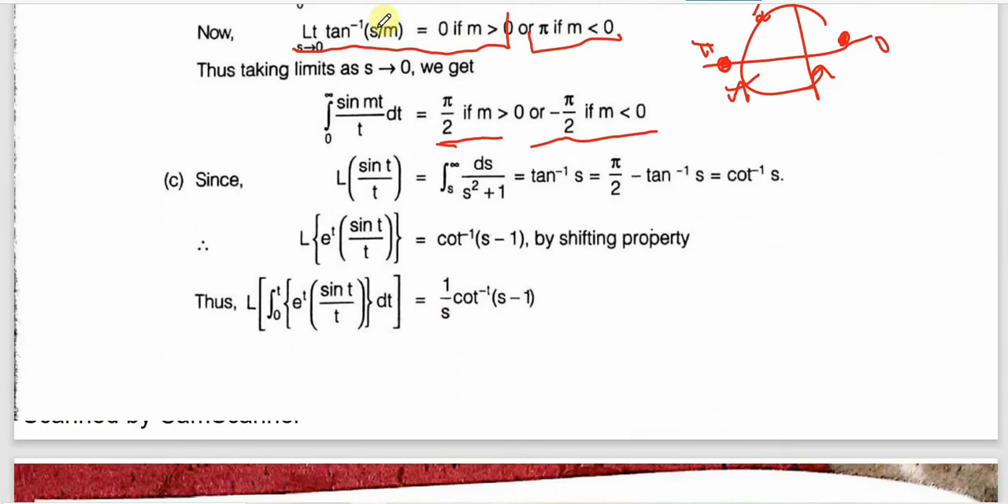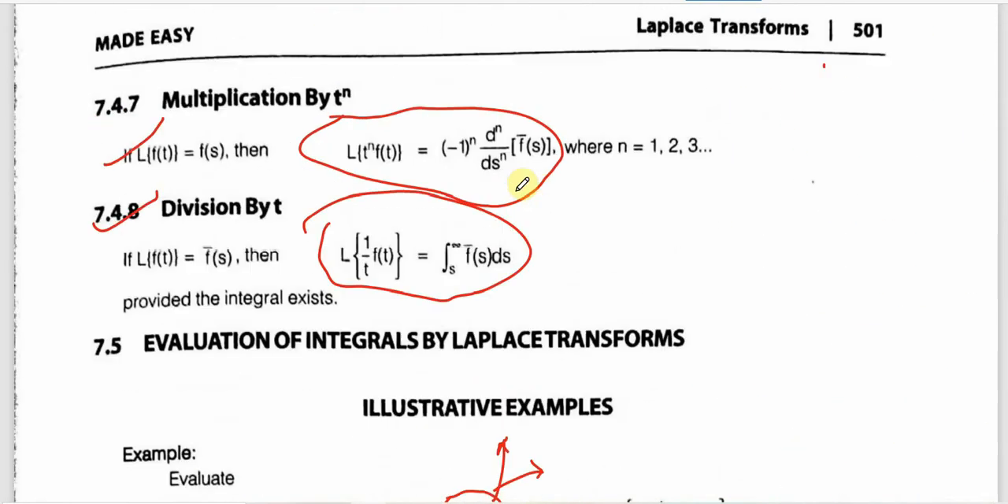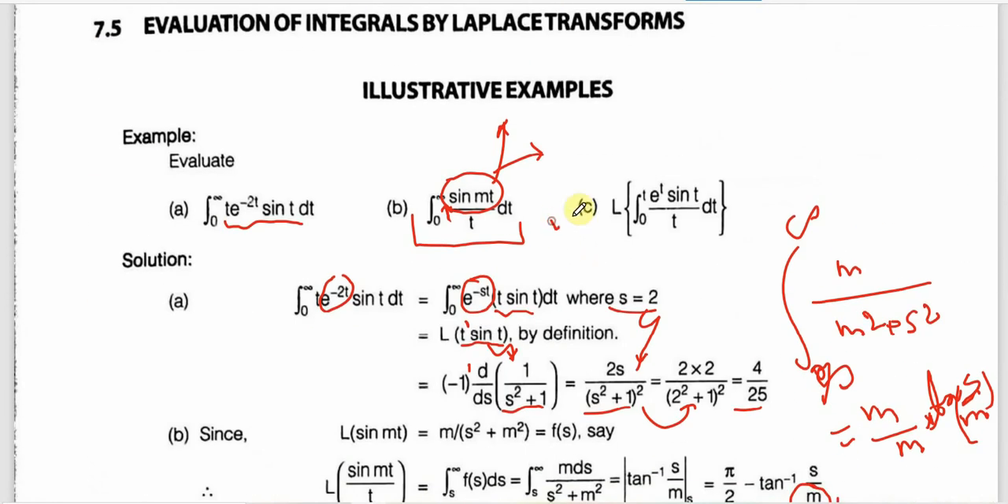Now the third problem is asking for the Laplace of e to the power t sin t upon t, from 0 to 2. Here it is 0 to 2, so this should be there. 0 to infinity is not there. If 0 to infinity were there, then only we could find the Laplace.